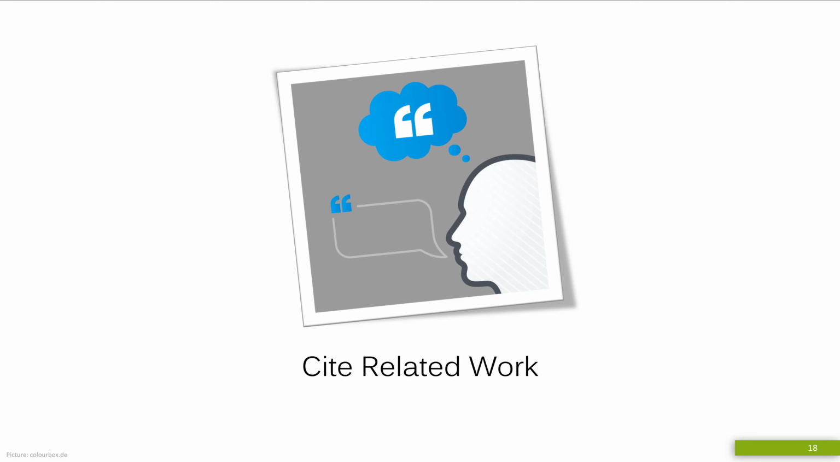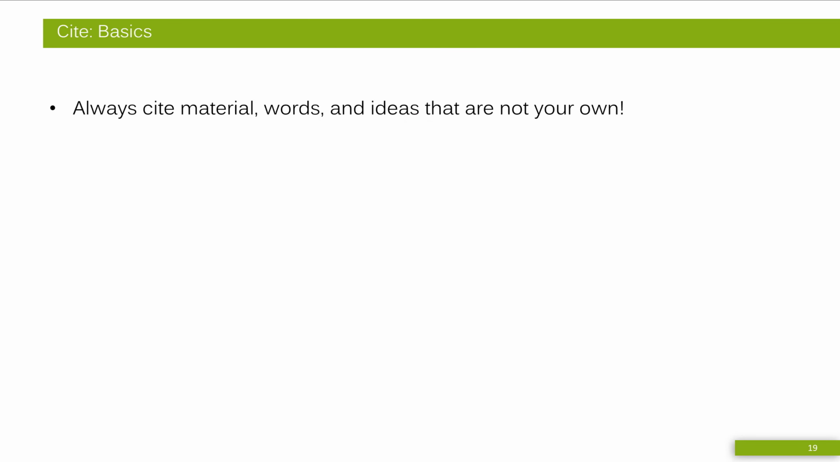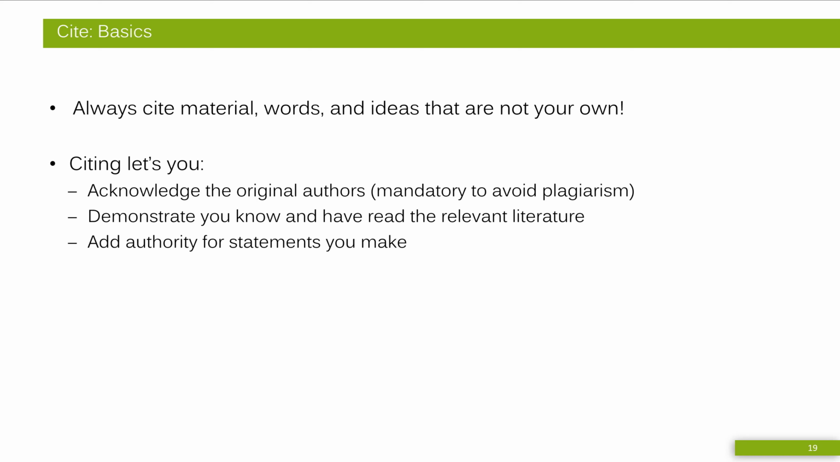I think you all know that in academia you always have to cite any content, that is any material, words or ideas that are not your own, to prevent committing academic plagiarism. But aside from preventing plagiarism, citing also allows you to demonstrate that you actually know the research area, that you have found all the relevant literature, read it and understood it, and can present its main weaknesses and strengths. It also allows you to add authority to statements you make without using a lot of words, by just referring to a source that showed whatever you are stating or claiming.